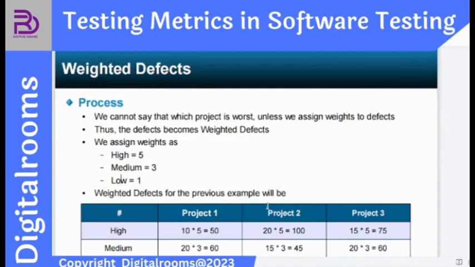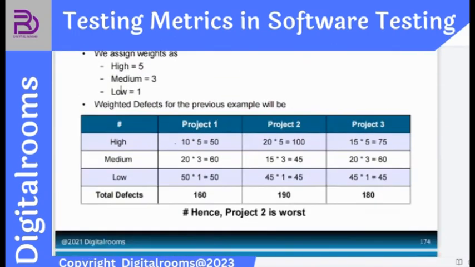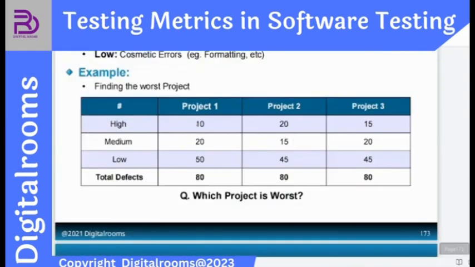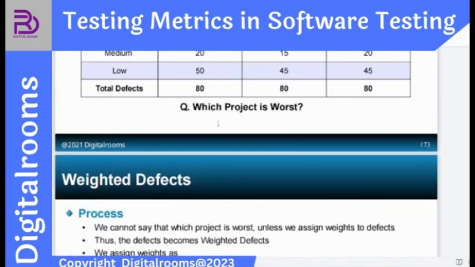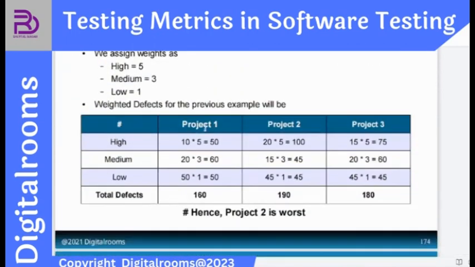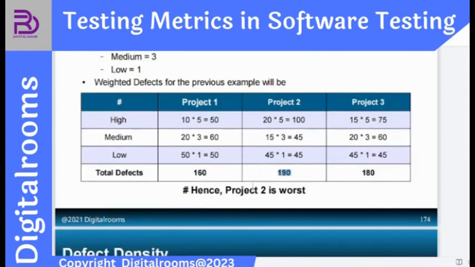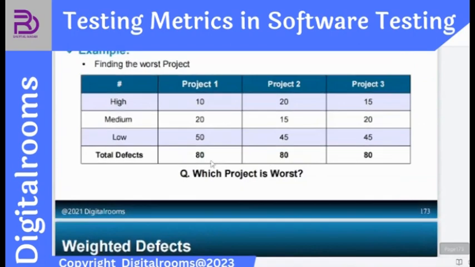Say for example, we are giving 5 to high, 3 to medium and 1 to low. Okay, weightage defect for the previous example. So for every high, project 1 high, project 2 high, project 3 high, we have multiplied the number of high severity defects by 5. So we get 50, 100, 75. The total defect weightage is 160 for project 1, 190 for project 2 and 180 for project 3.